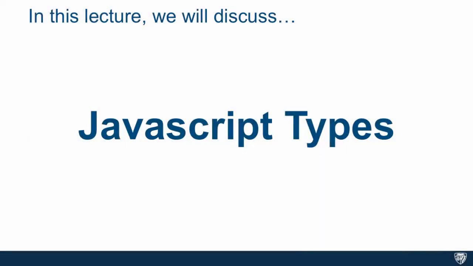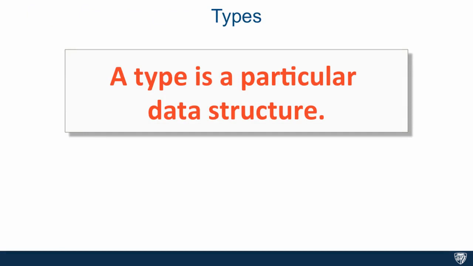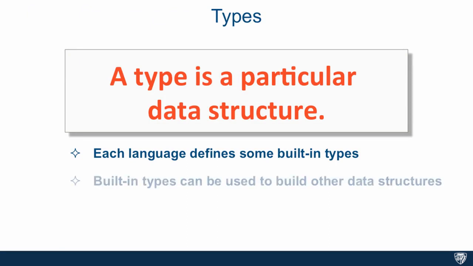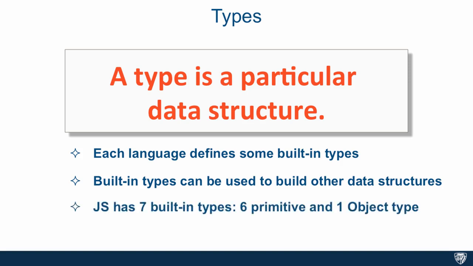In this lecture, we're going to talk about JavaScript built-in types. Now, first of all, what is a type? A type is a particular data structure. Now, each language defines some built-in types, and JavaScript is no different. Built-in types can be used to build other data structures that you can then use for your particular business logic. Now, JavaScript has 7 built-in types, 6 primitive and 1 object type.